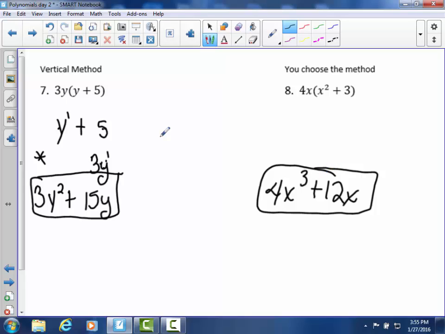Okay, so now that you've completed the notes, you're going to work on the Polynomials Day 2 worksheet, and you'll follow the instructions there. You should find a little bit of review and a bit of multiplication. Okay? Be sure and ask questions if you didn't understand something. Want to make sure you're successful.